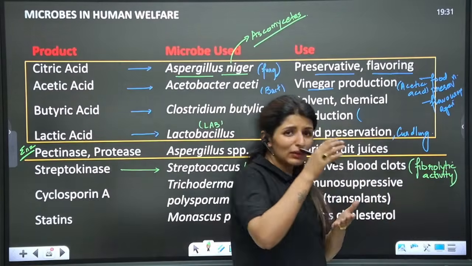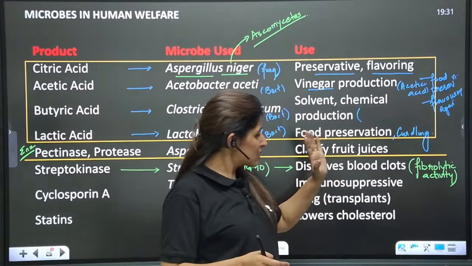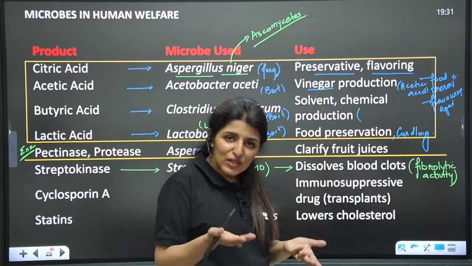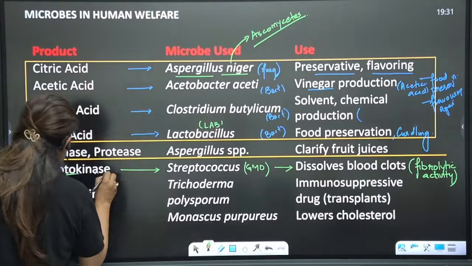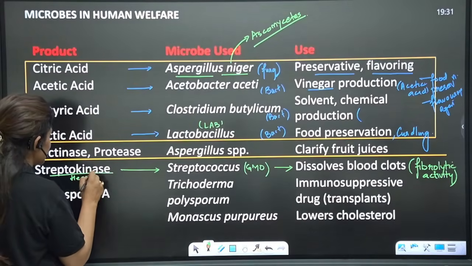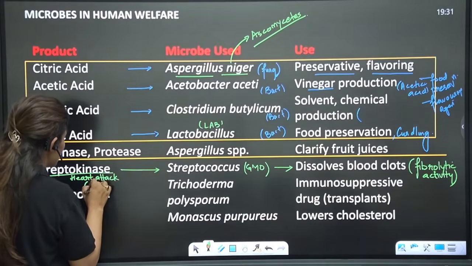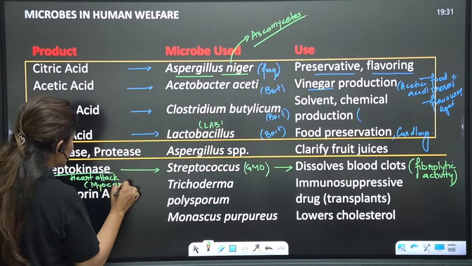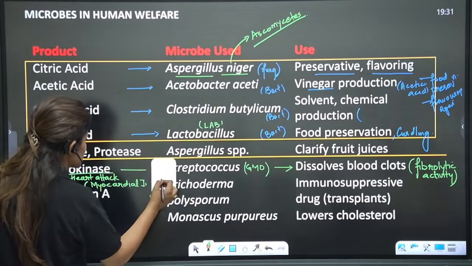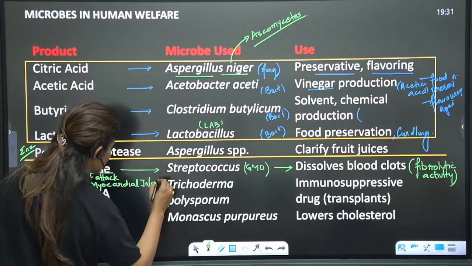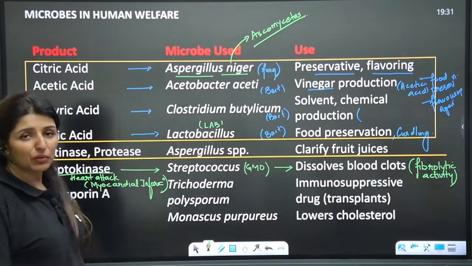It can break down that fibrin network which is formed during the clot formation. So if the fibrin is gone, the clot is dissolved, and that's what we need in heart attack patients. So streptokinase is used in heart attack patients as first aid, all those who are suffering from myocardial infarction. The first injection that is given to heart attack patients is that of streptokinase.